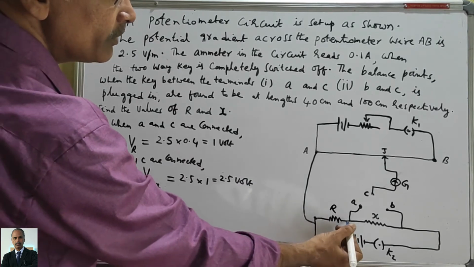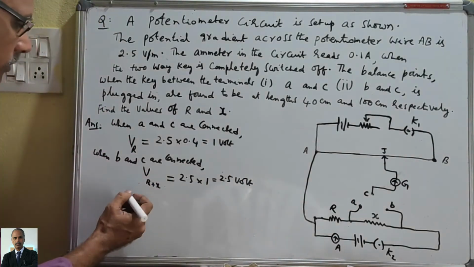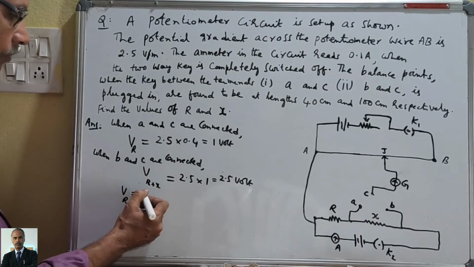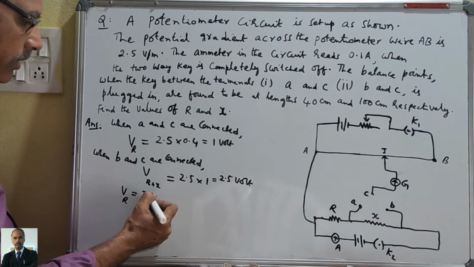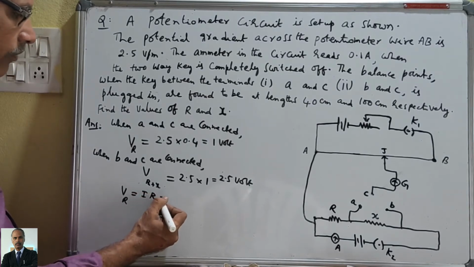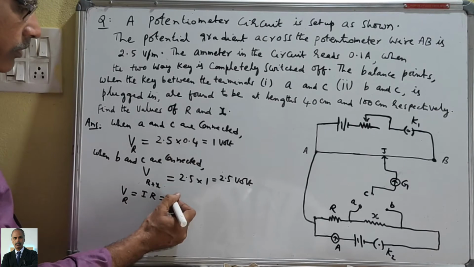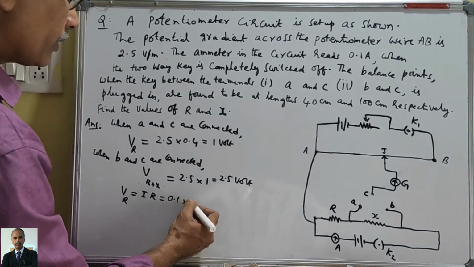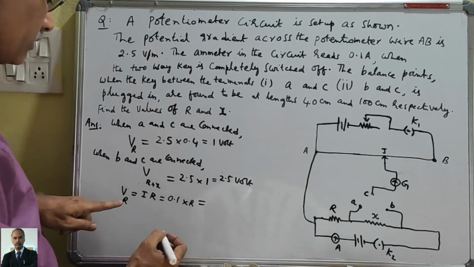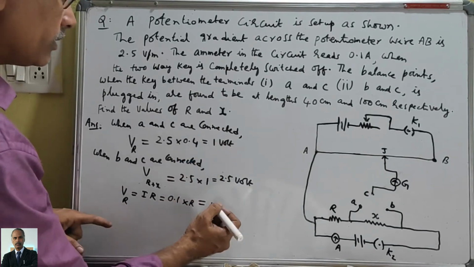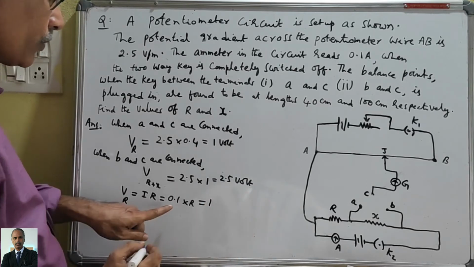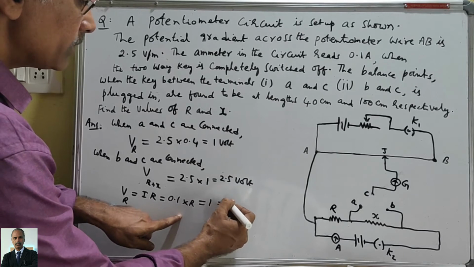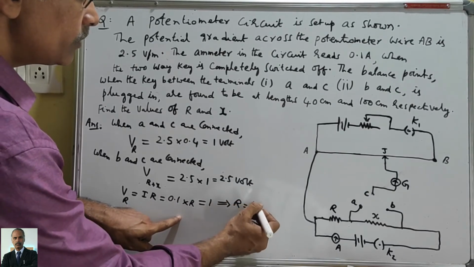Therefore, the potential difference across this resistance R, V is equal to current into resistance, I into R, I is given as 0.1 into R. So this potential difference across R already we calculated here, that is 1 volt. So from this you get R is equal to 10 ohm.